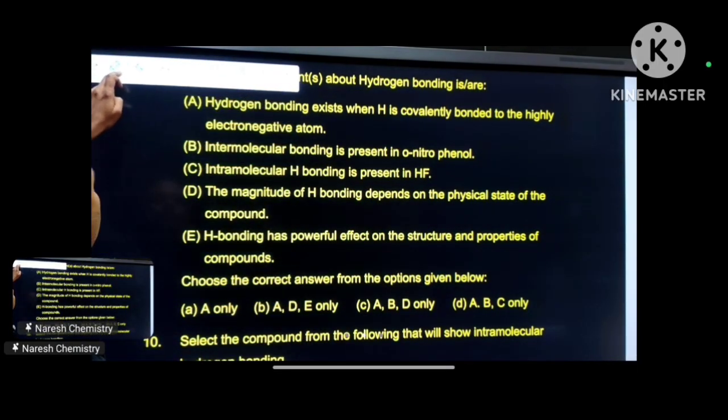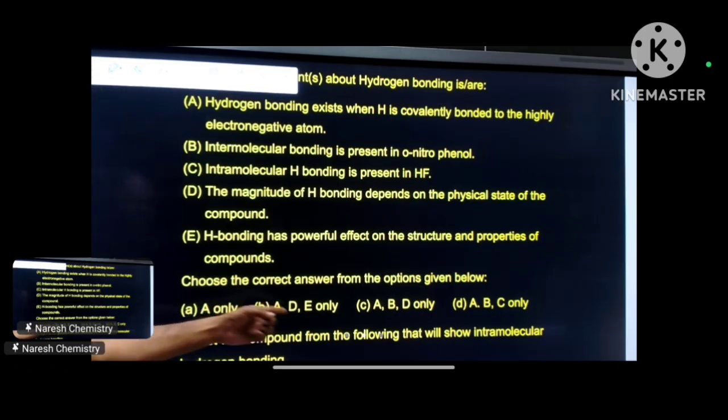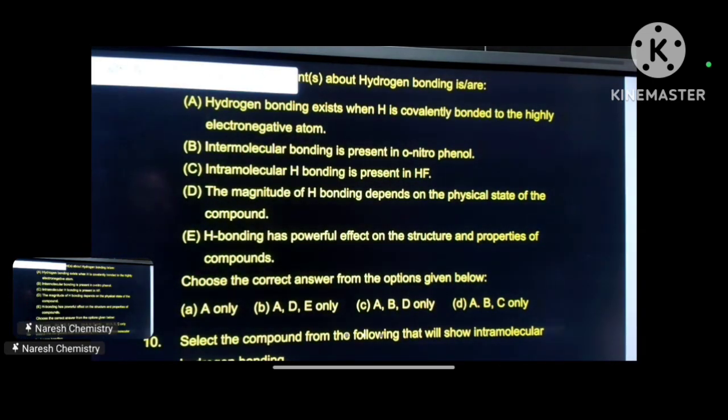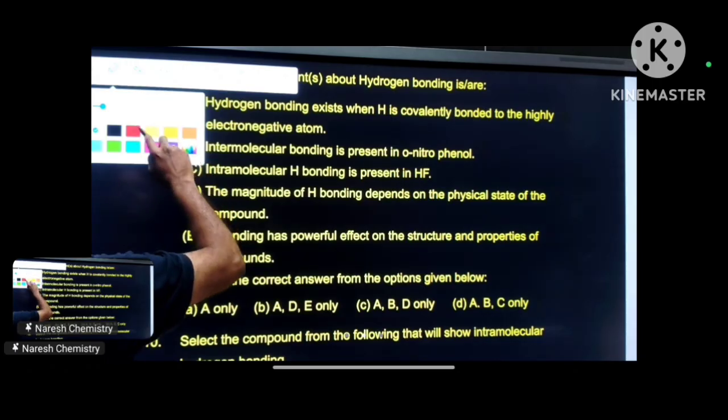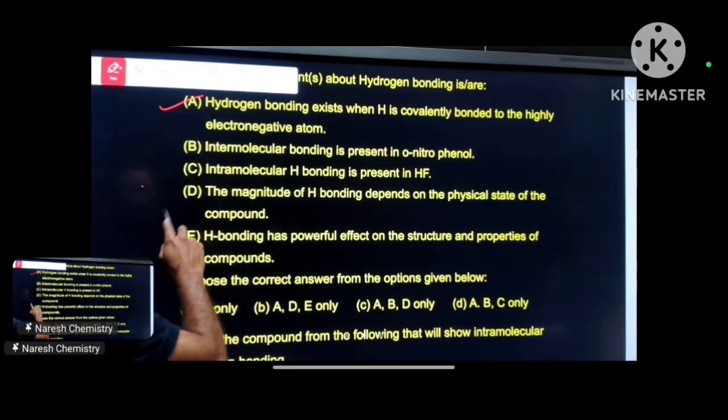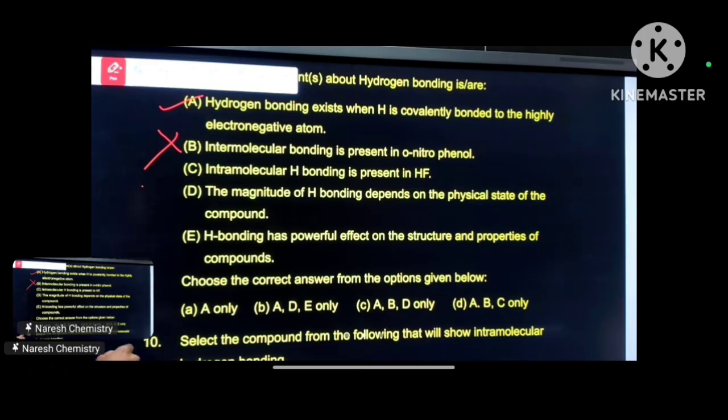Now can you tell me? Oh, options are given here. Okay. Options are given. First one, tell me, A is correct or wrong? Correct. B is wrong. C is wrong. D.